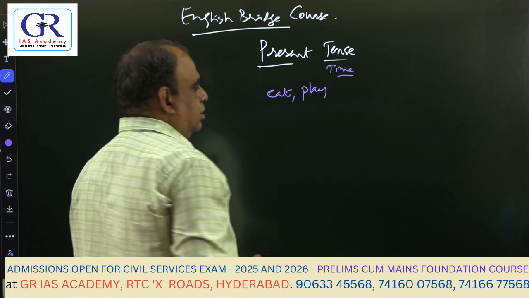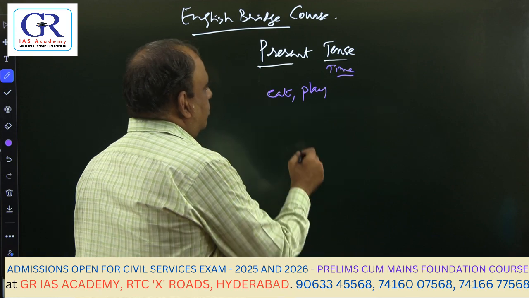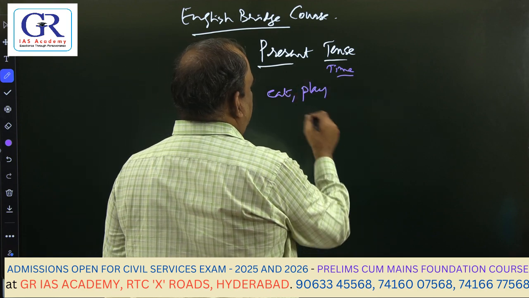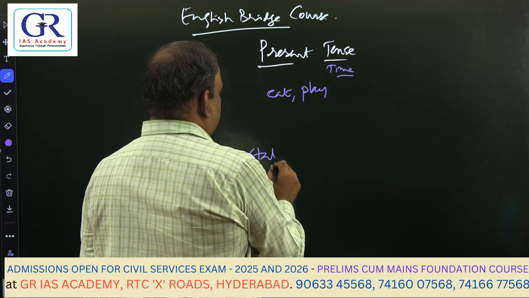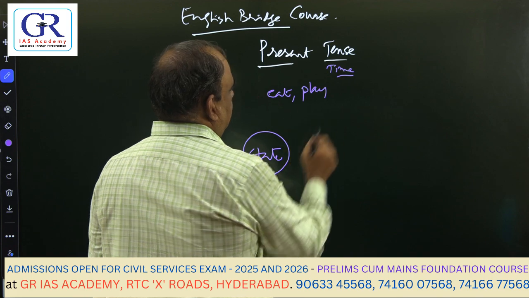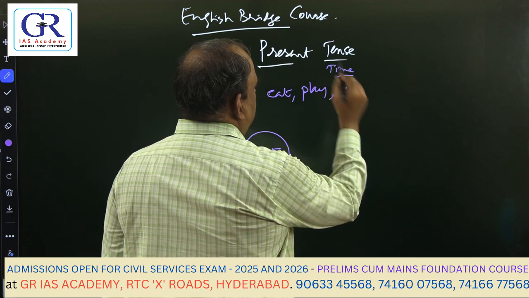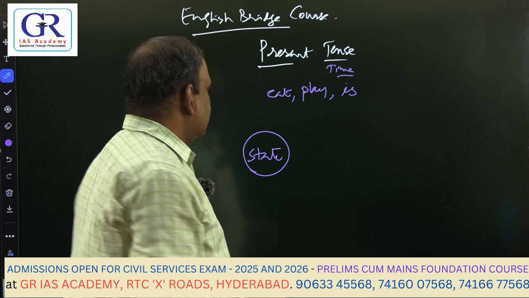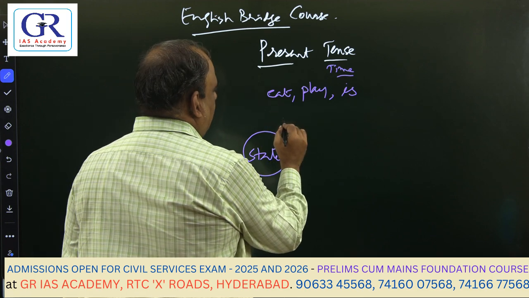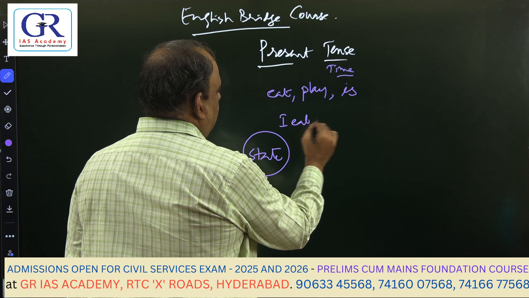And not only action, the verb also describes the state. So, state is the being. So, is. These are the words which are used to tell about this. For example, mango. I eat mangoes.